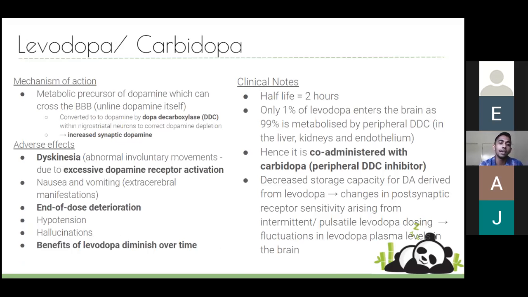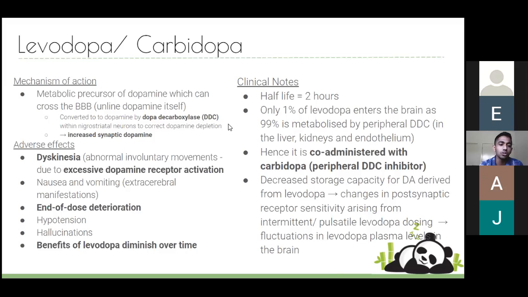So what is it? So levodopa is a metabolic precursor of dopamine, which can cross the blood-brain barrier. Dopamine can't cross the blood-brain barrier, so that's why we have to give levodopa. So it can cross the blood-brain barrier, and then it will be converted into dopamine once it's crossed the blood-brain barrier by dopa decarboxylase within the nigrostriatal system. And then we're going to get more dopamine, which is going to sort of reverse the effects of Parkinson's a little bit. This enzyme is pretty important. It comes up a lot.